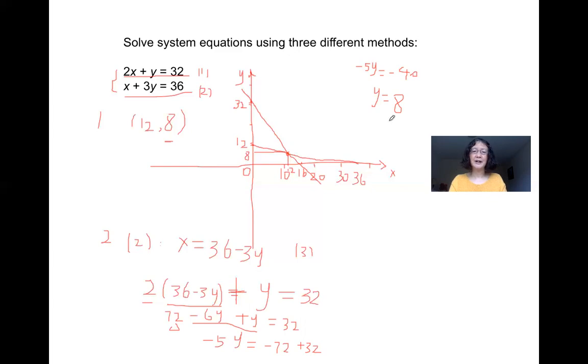Once you get y equal to 8, you plug this y into equation 3. So x equal to 36 minus 3 multiplied by 8, so 36 minus 24 equal to 12. So this is the final solution for the second method. Okay, the third method is elimination, where you eliminate one variable.